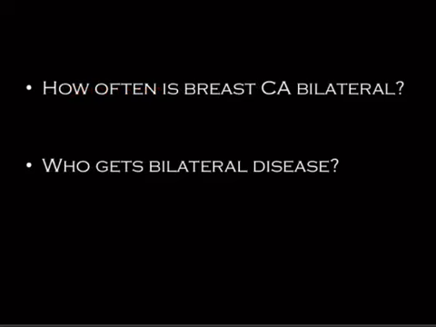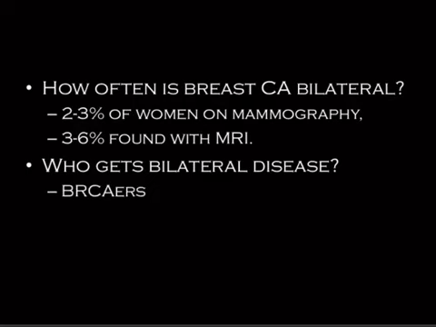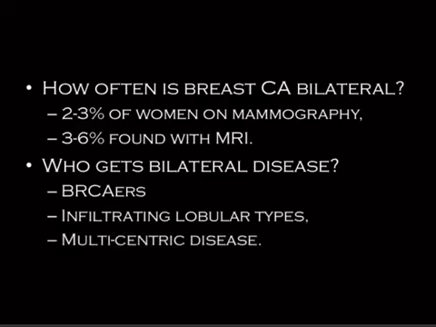So how often is breast cancer bilateral? Around 2 or 3%. If you're using a mammogram, you can detect bilateral cancer. And then if you use MRI, it's about double that. The things that make you more likely to get bilateral disease: genetic stuff. Lobular cancers are more likely to be bilateral. And multicentric disease.